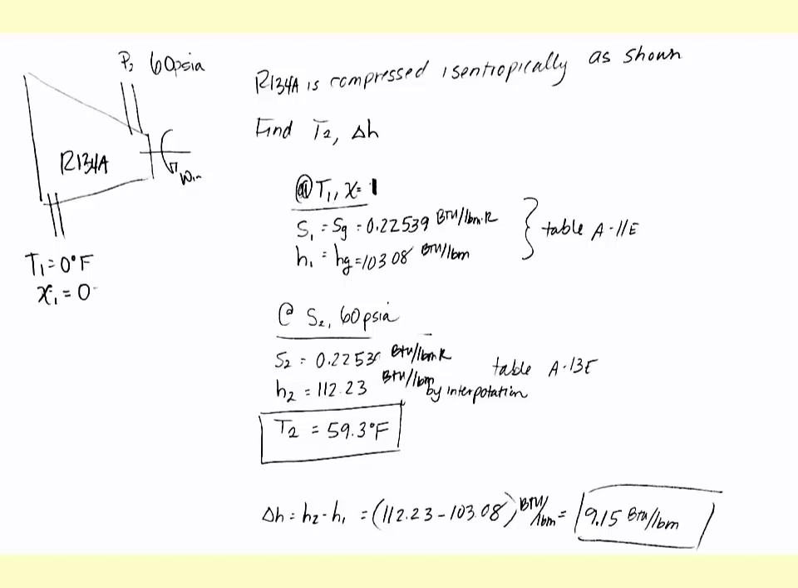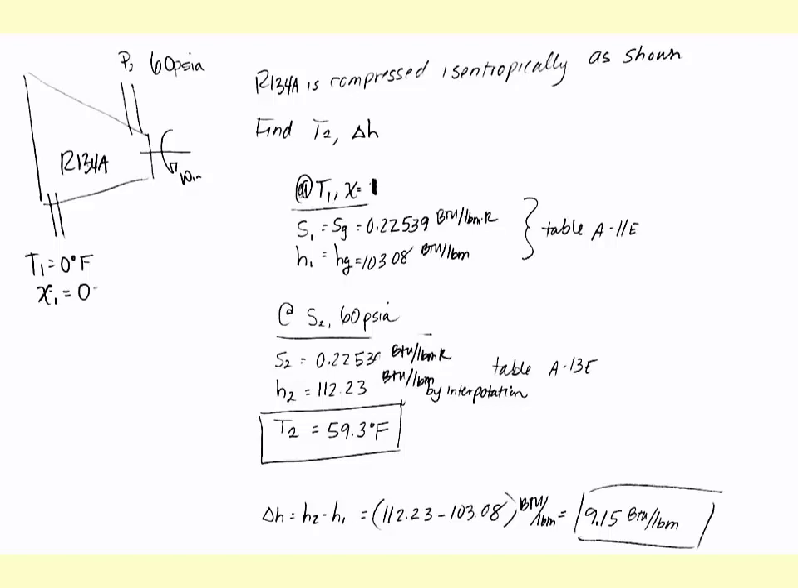We can follow a similar approach to find the enthalpy of state 2, H2, and this, just as a note, my property values are slightly different from the ones that are in this table because the older edition is what I based this example off of before. So it'll be very close, but if it's not exact, don't freak out. 112.23 BTU per pound mass. So then we calculate delta H to be 9.15 BTUs per pound mass.